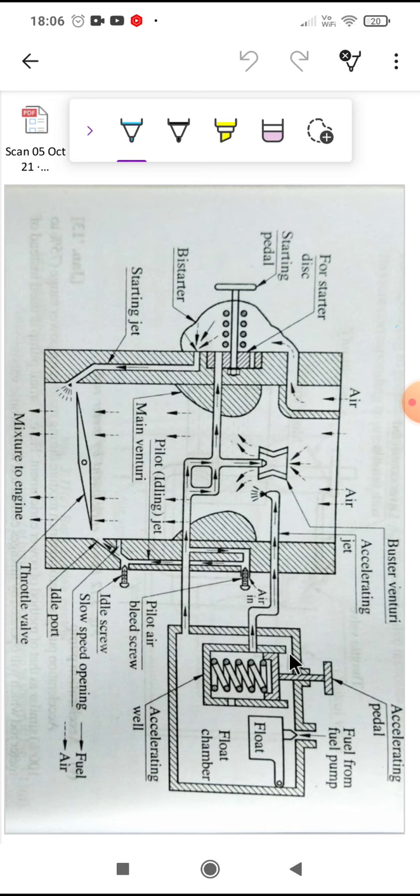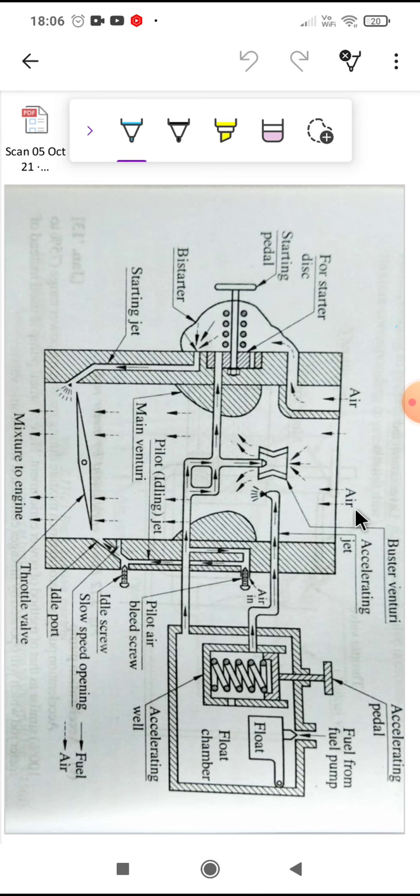The pump lever will operate the acceleration pump here. This is the accelerating valve, which will inject the additional fuel inside the Venturi tube with the help of the accelerating pump injector. This is the accelerating jet. This is for acceleration, this is for idle, this is for starting.